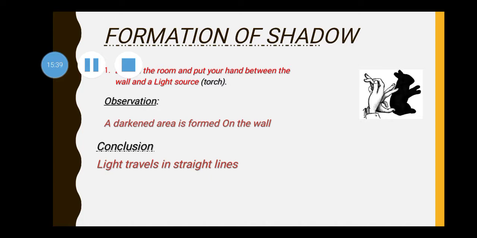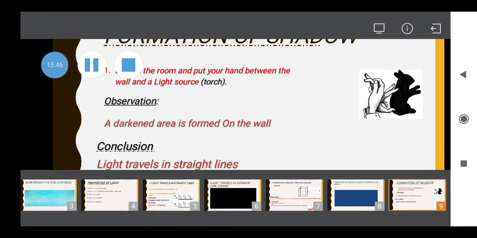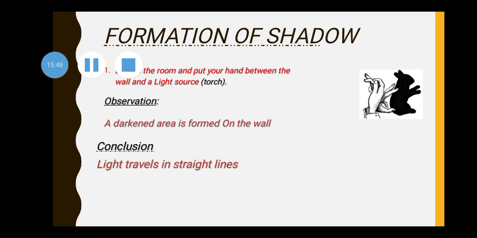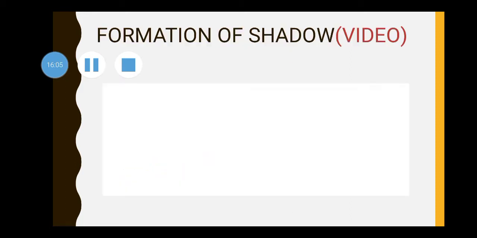Why? Because light cannot pass through that object, and we call this object opaque again. So, if we darken the room and put your hand between the wall and the light source, we will see a darkened area formed on the wall. Why? This happens because light travels in a straight line, and also because of the use of my hand, which is an opaque material. Okay, and let's see this video which explains more the meaning of shadow.